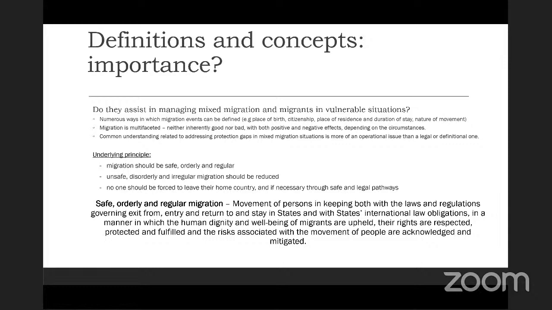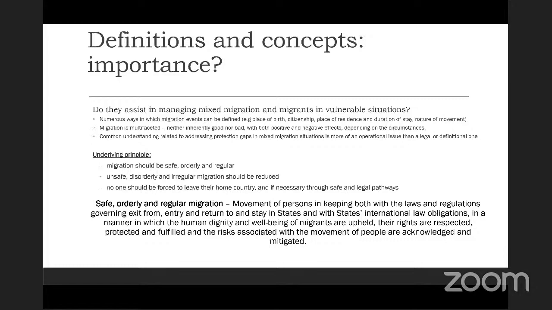So not so much the definition, not so much saying this is a refugee or migrant, but looking at the operational issue. I will come to it in a bit when I talk about gender and when I talk about children as migrants. But the underlying principle that has been agreed is that migration should be safe, orderly, and regular. I think it's also very commonly agreed by states, whichever conventions they've signed up to, that we should do away with unsafe, disorderly, and irregular migration. I think this is our ultimate goal.